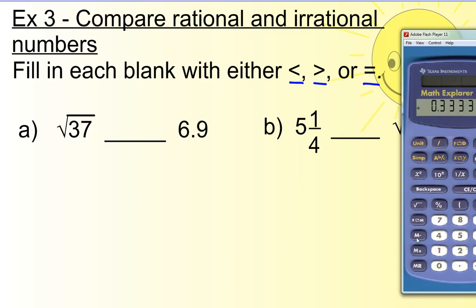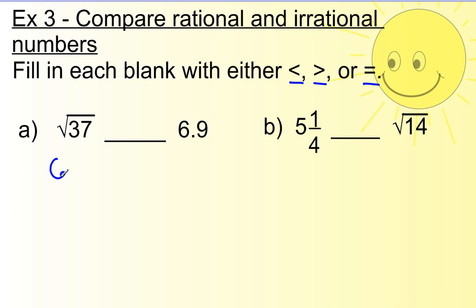So let's do that. Clear, 37 square root equals 6.08. 6.08 compared with 6.9. Hopefully, you can look at those 2 numbers and very simply tell that 6.9 is the bigger number.